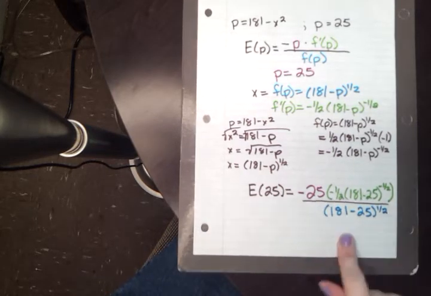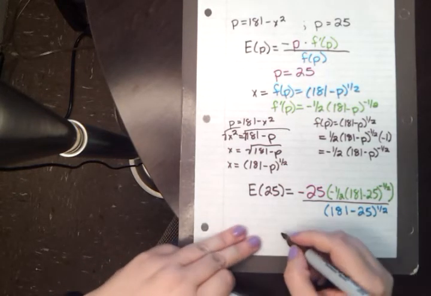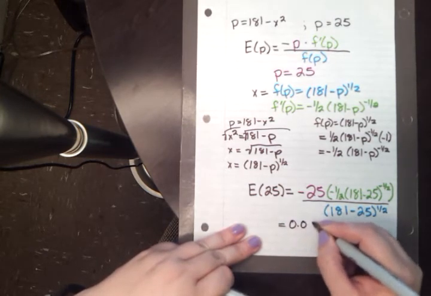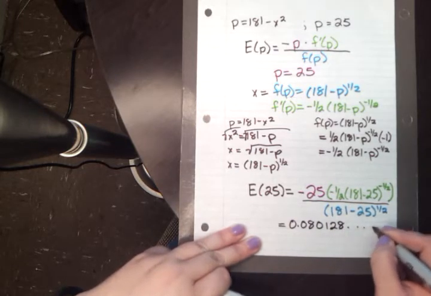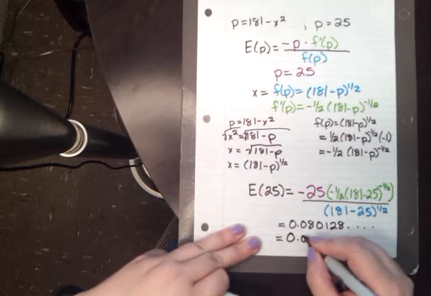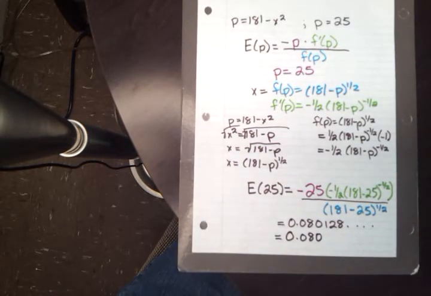This here, you can plug into your calculator. You can simplify it a little bit before if you want to, but you can plug this into your calculator. Be careful with your parentheses. When I plugged this exact thing into my calculator, I got 0.080128, whole bunch of other stuff. They want that rounded to 3 decimal places, so that's 0.080, and that is actually the answer that they're looking for.